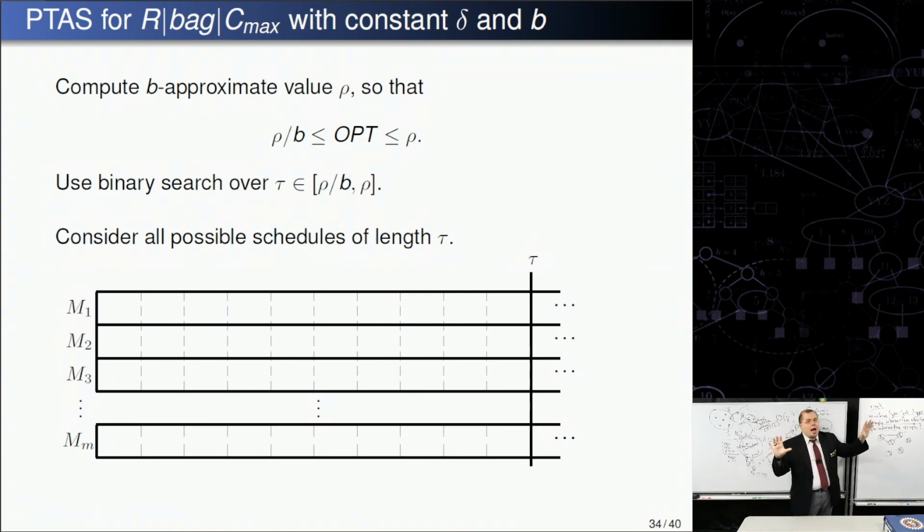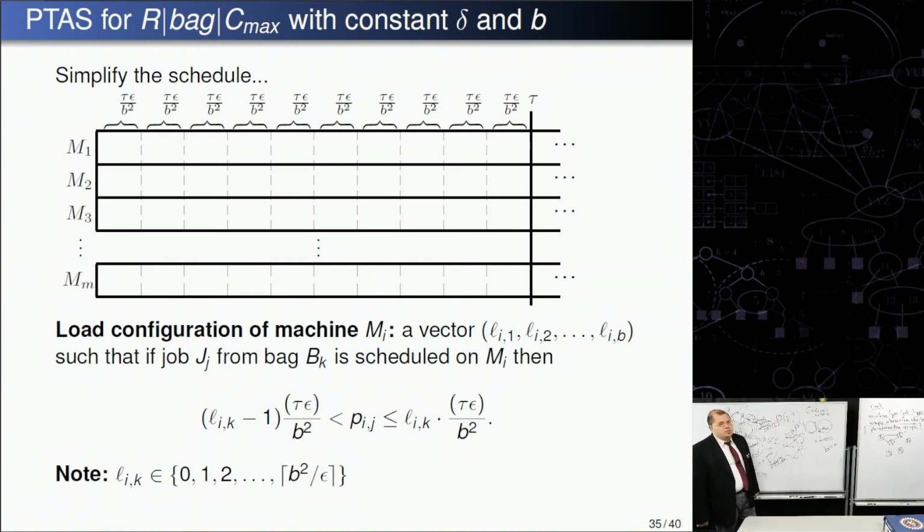So I'm going to show you how you can exhaust all the possible schedules, but do it in polynomial time on top of this guessing game. I'm just going to give you the flavor of it. I'm not going to go into too many details. We're going to use a bucketing approach. It's a fancy term that people who design PTASs would tell you. The idea is quite simple: we're going to simplify our instances, and then look at those simplified instances and see what we can do with them. So what I'm going to do is take my Gantt chart and break it into increments of tau epsilon over b squared. I break it into these increments.